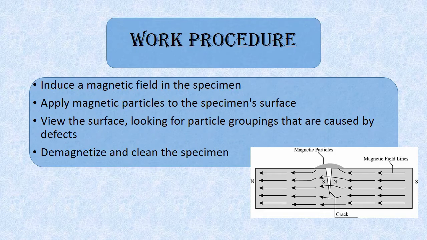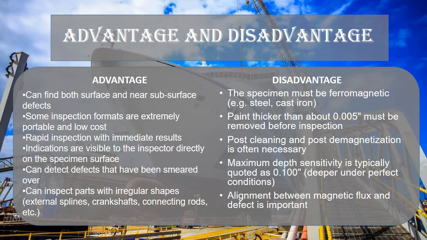Work procedure. First, induce a magnetic field in the specimen, then apply the magnetic particles to the specimen surface, which is dry or in liquid. Then view the surface looking for particle groupings that are caused by the defects, and then demagnetize and clean the specimens. Advantages and disadvantages. Advantage: can find both surface and near-subsurface defects.